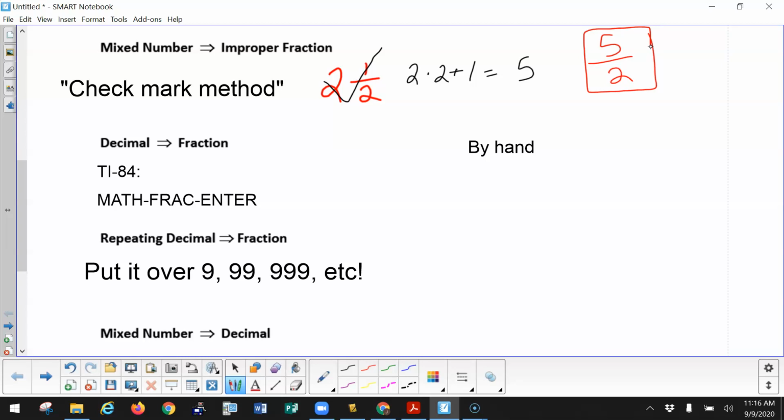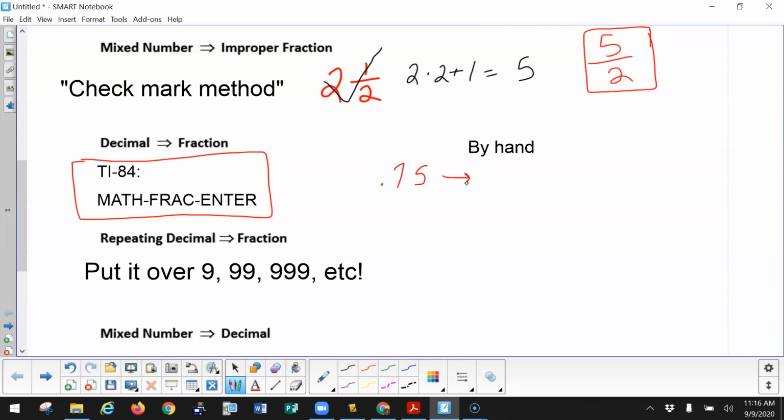Okay, and then anytime we're changing a decimal to a fraction, this part right here, this is if you're using your TI-84 calculator, you can just put the number in, change it to a fraction by using these buttons, math, fraction, enter. If you want to do that by hand, we can take our decimal, for example, 0.75, changing that to a fraction.